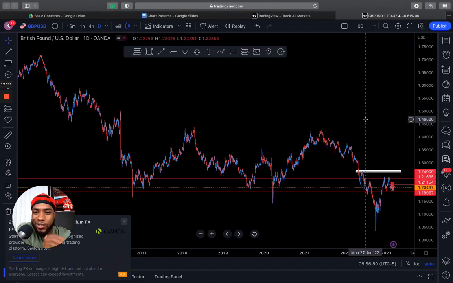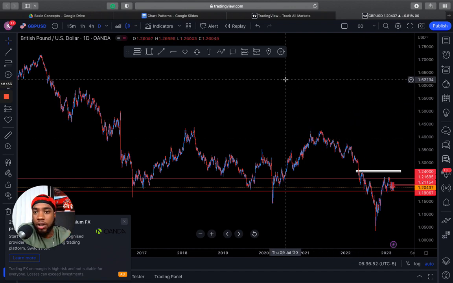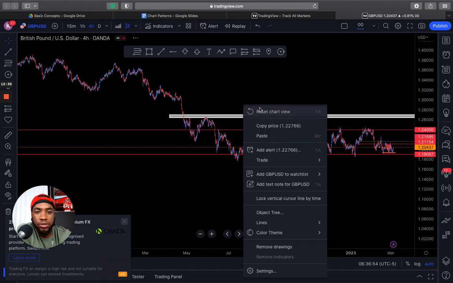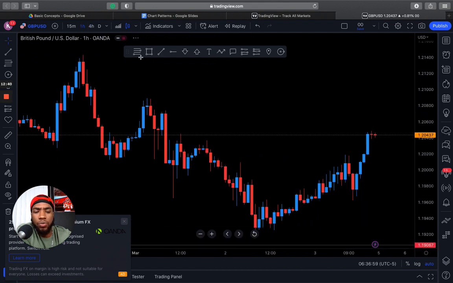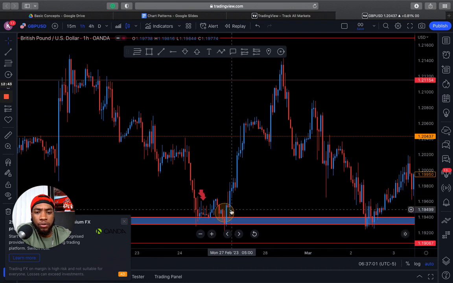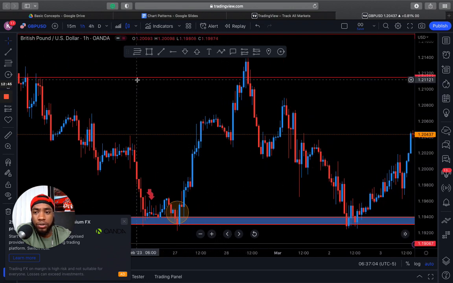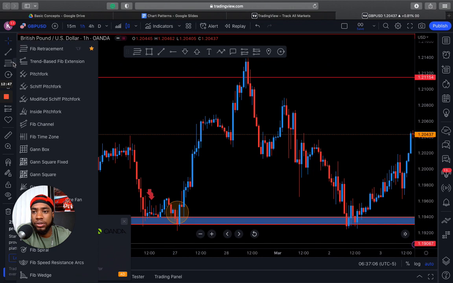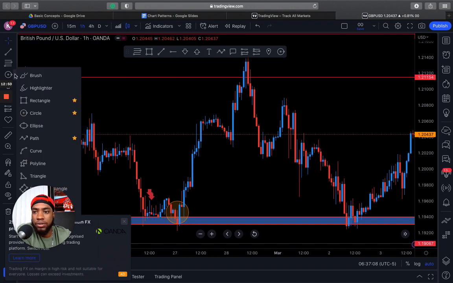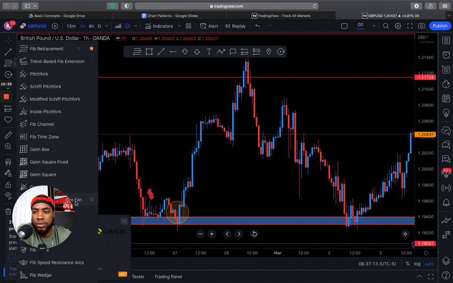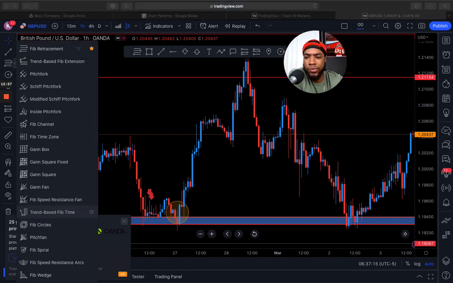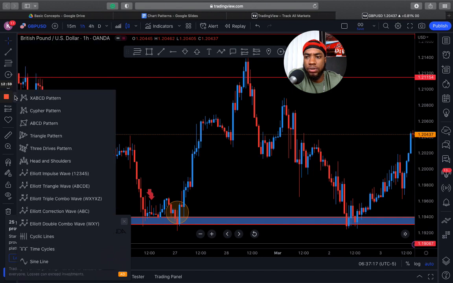All right, so I've already identified a Head and Shoulders from this week. I'll do it on a 1 hour, and if you watch my other videos, I'll show you a little trick, right? So here is a nice Head and Shoulders pattern. What am I looking for here? I could use that tool, but I want to use, where is it? I want to use this one. Okay.